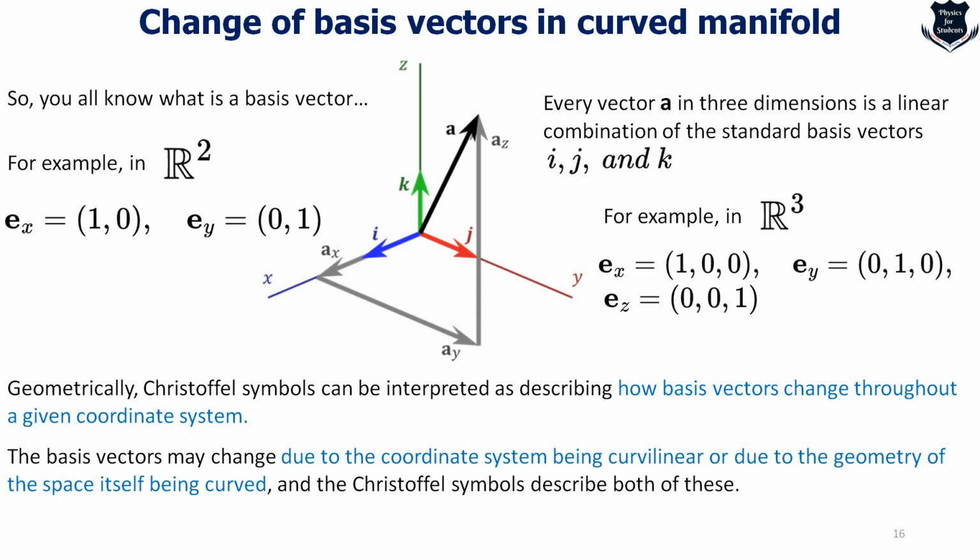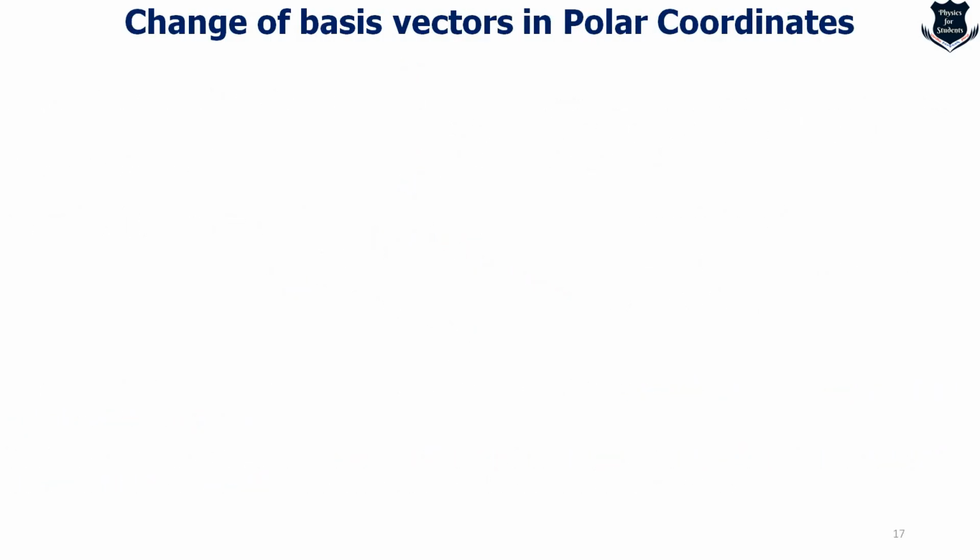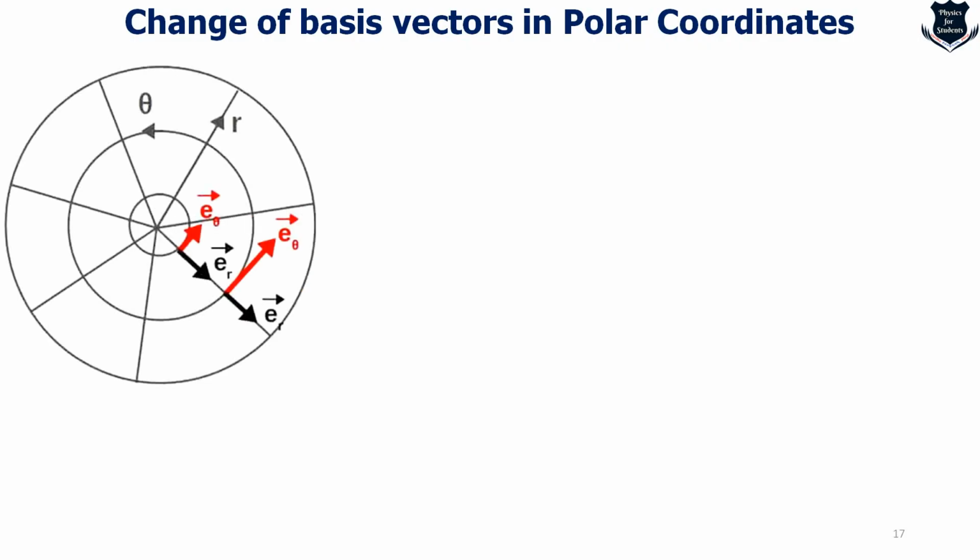That means how the basis vector changes due to the coordinate system being curvilinear, or due to the geometry of space itself. First of all, I would like to give you a very simple example of the change of basis vectors in terms of polar coordinates. You all know what polar coordinates are in 2 dimensions. This is a polar coordinate system, and straight away from this illustration you can see what happens.